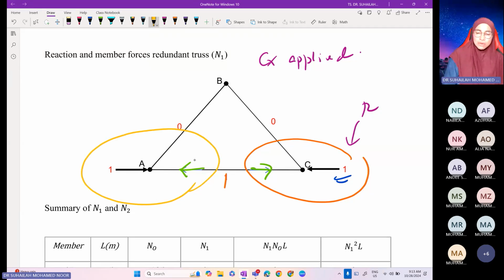Maksudnya nilai 1 ni dapat daripada tengah ni kan. So yang nak balance ni, mesti balancekan dengan reaction. Sini ada pin support kan. Pin ada reaction, so kat sini akan dapat nilai dia 1. So ini je untuk redundant force.